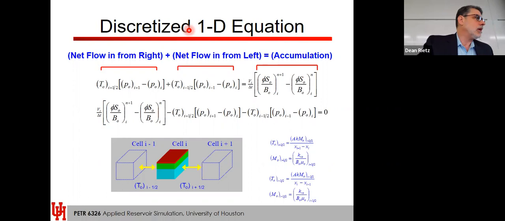If both are not the same, then it won't be at the border. Well, if both are the same, then it's exactly halfway between them. And that's why it says I plus 1/2. It gets a little bit complicated, but you don't have to worry about any of that. The simulator calculates the transmissibility for you.